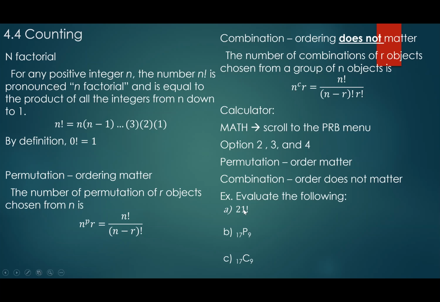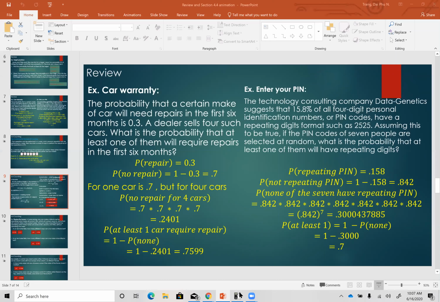They ask you to evaluate 21 factorial, 17 choosing 9 where you have 17 items or 17 people and you need to choose 9 of them where the order matters for permutation, and you still have 17 people and you choose 9 where the order does not matter. Again, N is 17, R is 9, where N is the total and R is how many we are choosing, okay? And N will always be bigger than R.